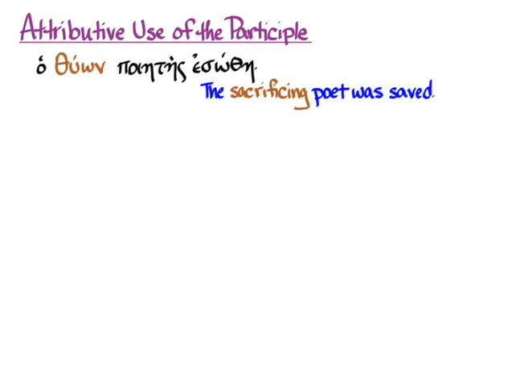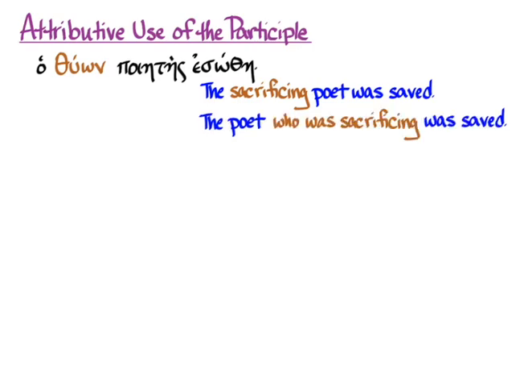There are many different ways to translate the participle in attributive position. The sacrificing poet was saved keeps the structure of the Greek pretty much intact. The poet who was sacrificing was saved. There in English, we're expressing the participle as an English relative clause, and that carries the same meaning. It doesn't represent the structure of the Greek in the same way, but sometimes that will be better in English context and English idiom.